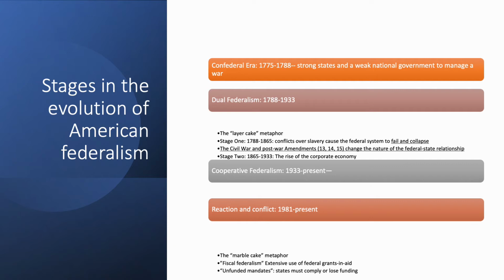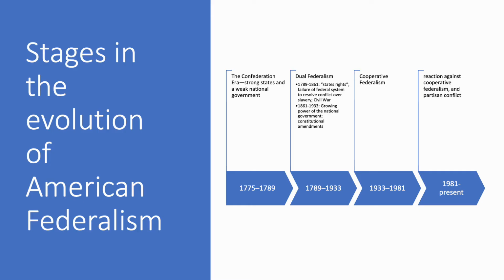And then from 1981 to the present, there's been a lot of conflict over this. Republicans particularly have pushed back against the idea of cooperative federalism and tried to restore the notion of states' rights. So if you just put it in order, that's what it looks like in a diagram as we go through the history of the country.